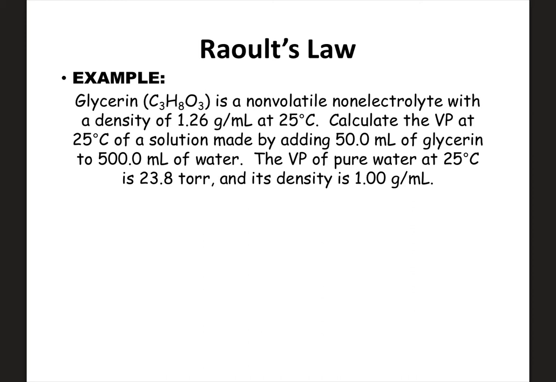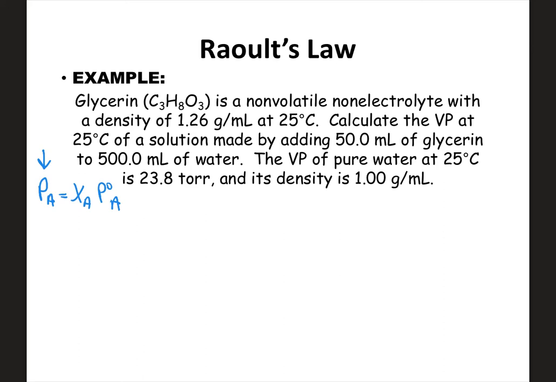The equation we're going to have to use is that PA equals XA times P naught A. So we are solving here for this partial pressure, this vapor pressure of the solution. So in order to do this, we're going to need the mole fraction of the solvent, and we already are given the vapor pressure of the pure solvent. All right, so that's given. We're good with that. So it's going to be us needing to work on this mole fraction of the solvent.